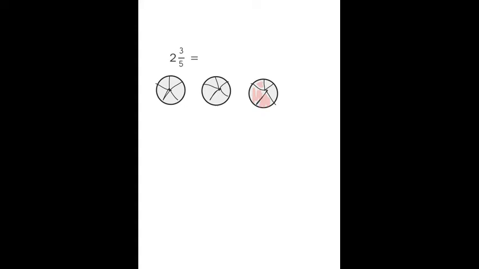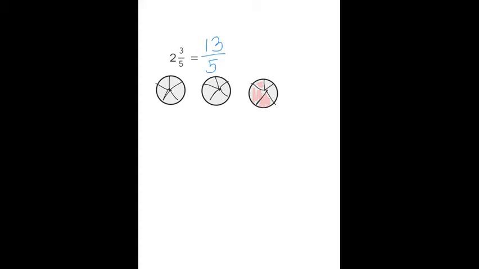If I count up my fifths, I can see I have 5 in the first circle, 5 in the second circle, and 3 in the third circle. If I add my fifths together, I'll get an answer of 13/5.